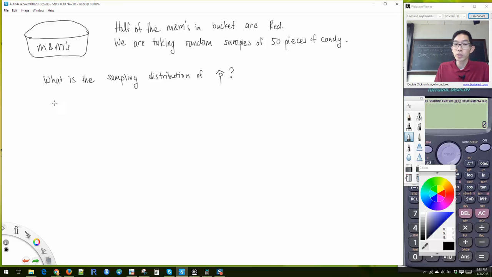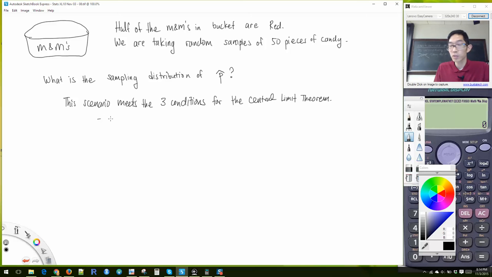Okay, and so what do we know? We know this situation that we've set up passes the three conditions for the central limit theorem, right? So this scenario meets the three conditions for the central limit theorem. What were those conditions again? The three conditions were it has to be a random sample. Okay, we have a big population. It's more than 10 times our sample. And our sample is large, so we have a large sample, right? So these three conditions are met. We've already discussed this on a previous slide.